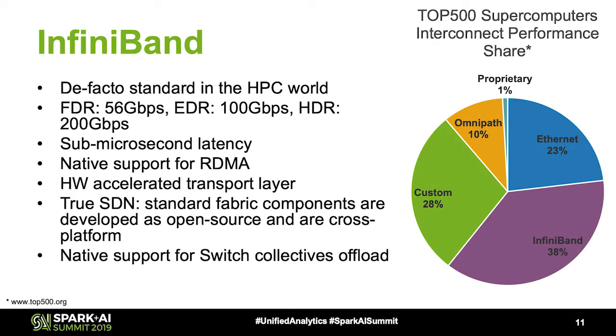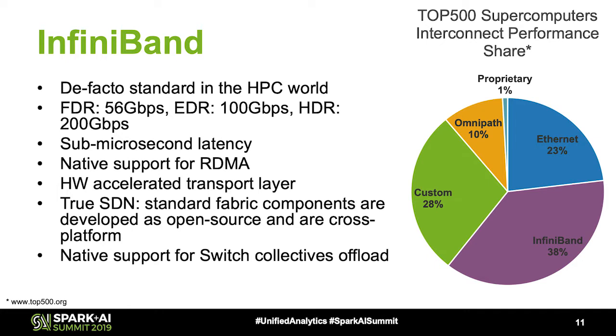Another type of technology that's getting more and more traction in this field is InfiniBand. InfiniBand is the de facto standard in the HPC world. We can see on the right-hand side this diagram showing the top 500 supercomputers by interconnect performance share. Basically, 38% of the top 500 supercomputers use InfiniBand as an interconnect, whereas all of the other ones are a little bit less. InfiniBand is available in FDR, which is 56 gig, EDR 100, and HDR, which is coming up on 200 gig.